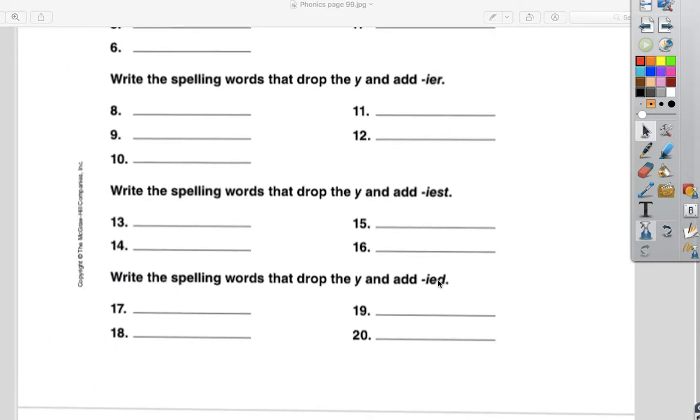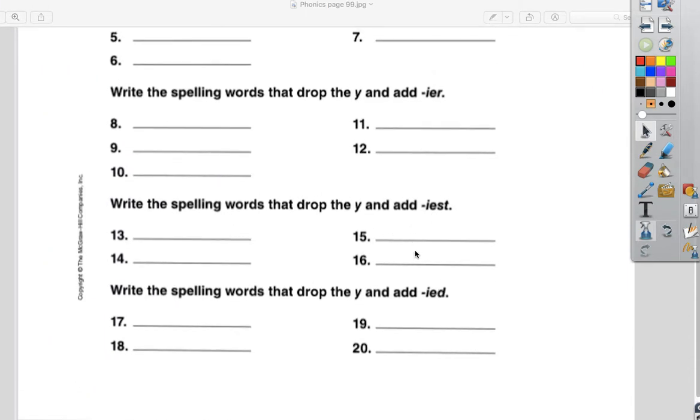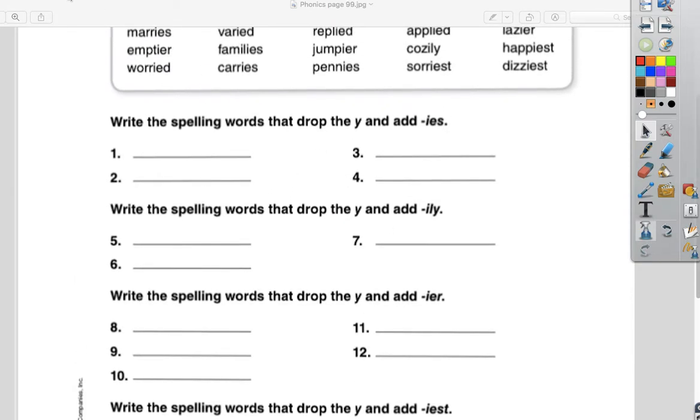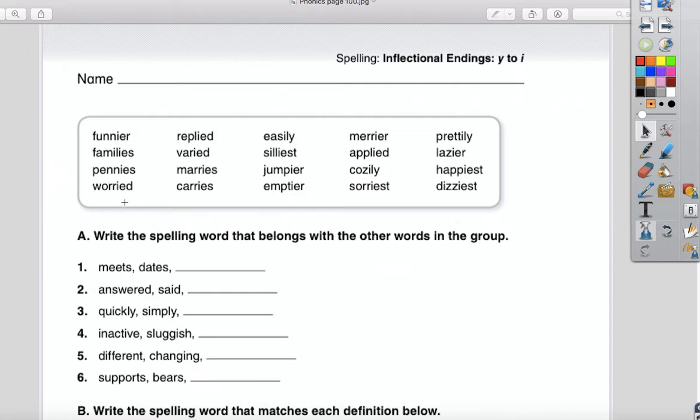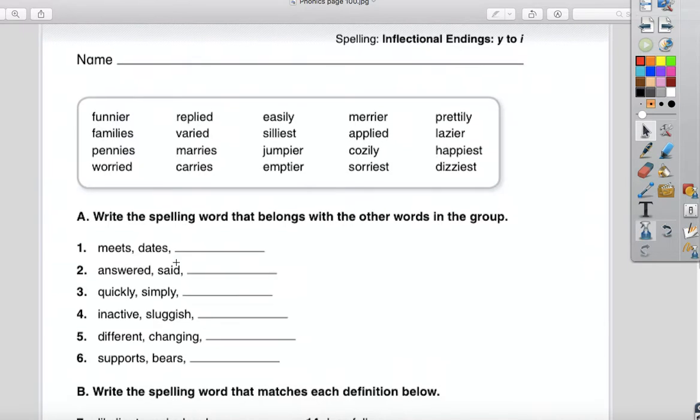You're just doing the same thing but with the different endings. Okay? The last page that I'm going to go over for this week is page 100. This page has to do more with vocabulary than inflectional endings. So don't get confused here. You're looking for the words that mean almost the same thing. So if you look here, it says write the spelling words that belongs with the other words in the group. Look at number 1.